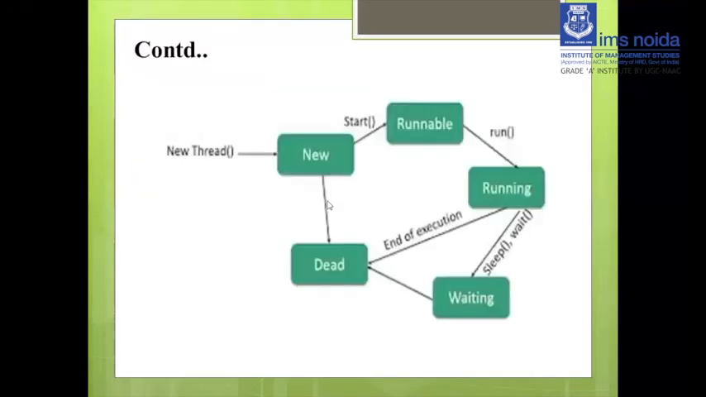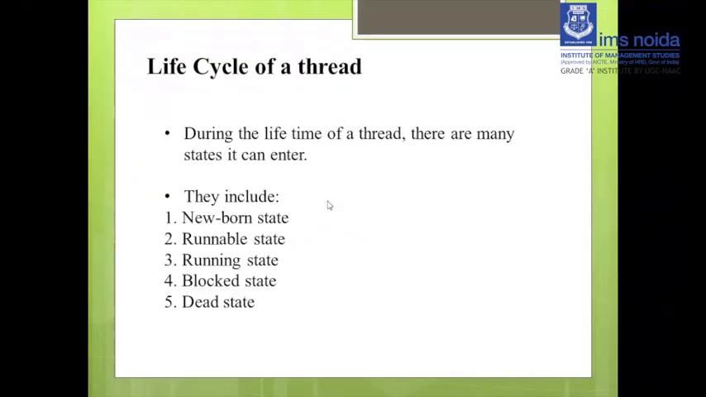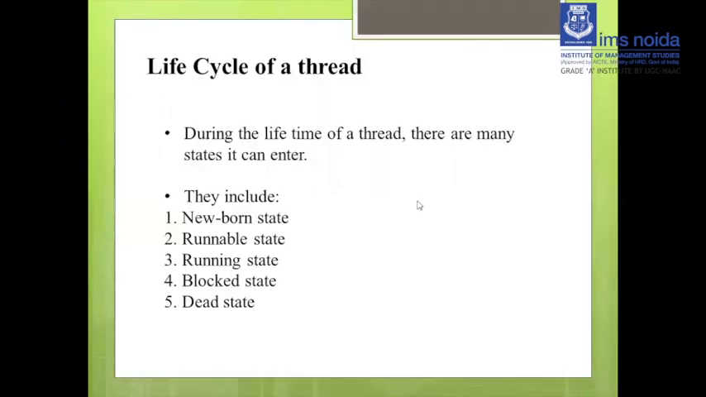Now the next topic is the life cycle of a thread. It is a very important topic regarding a thread, because during the lifetime of a thread, there are many states it can enter. There are basically 5 states. So a thread in Java at any point of time exists in any one of the following states. A thread lies in between these states.